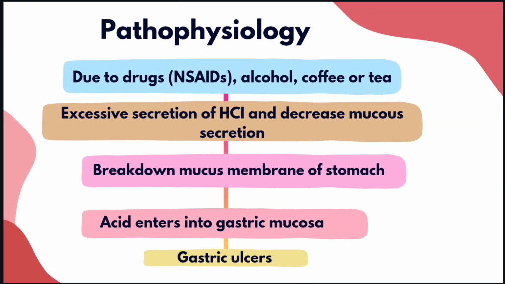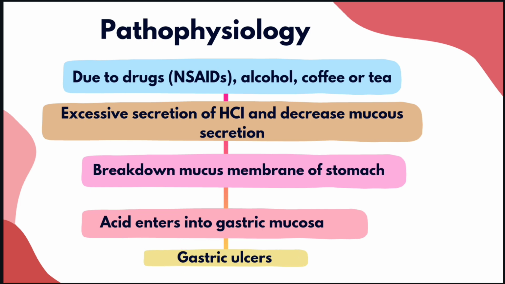First is due to drugs. We already discussed paracetamol and diclofenac, which are non-steroidal anti-inflammatory drugs, or alcohol, coffee or tea or caffeine. This will lead to excessive secretion of HCl inside the stomach and decrease the synthesis of mucous membrane inside the stomach. This leads to the breakdown of the mucous membrane of the stomach, and then acid enters that region where the breakdown occurred, and it leads to gastric ulcer.